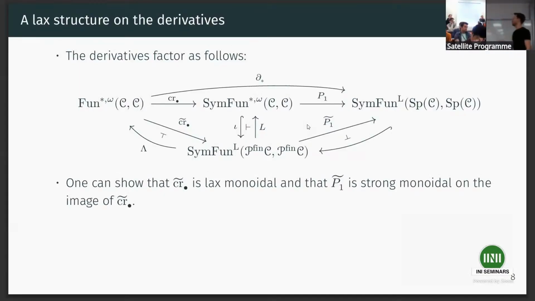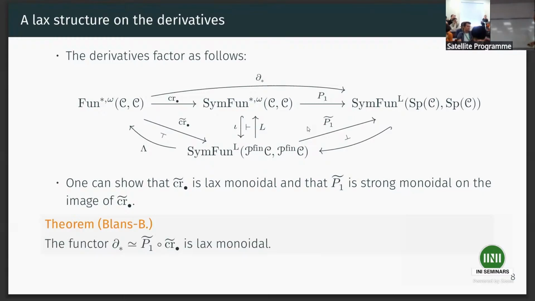So one can show that these cross effects, or the cross effects with the twiddle, are lex monoidal. So this functor lambda, which is defined the same way as the previous one essentially, one can show that this is op-lex monoidal, so that its right adjoint is lex monoidal. And it turns out that this P1 is not strong monoidal or lex monoidal, it's op-lex. So usually that's bad when you compose a lex monoidal functor and an op-lex monoidal functor, but it turns out that it's actually strong monoidal on the image of iota. So yeah, that's good enough to make it work.